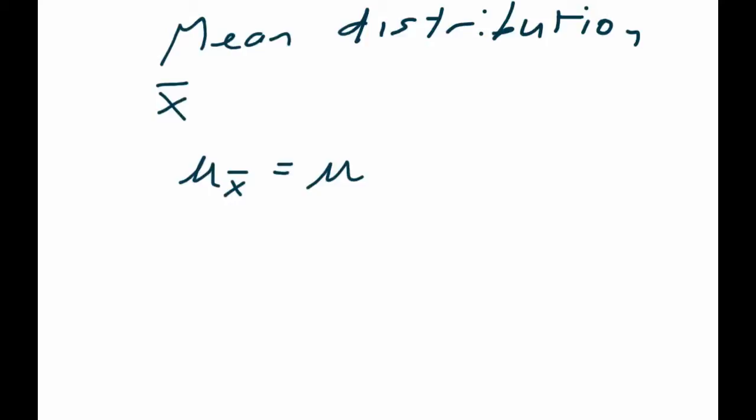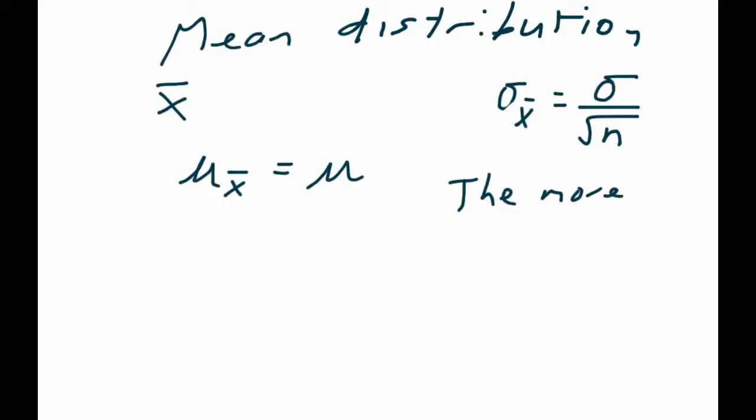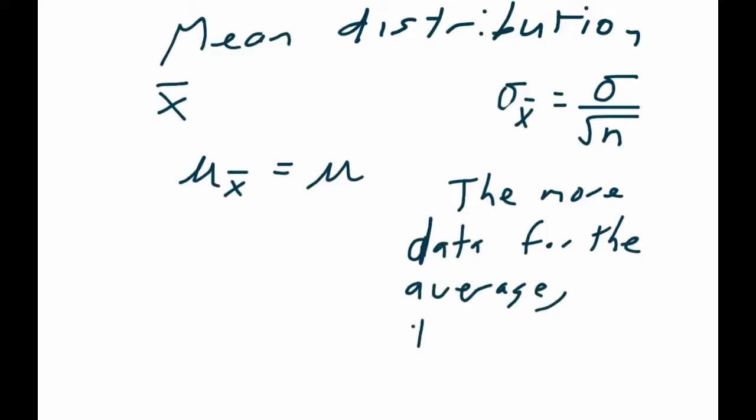However, when we take the standard deviation of x bar, what we're going to find out is that the standard deviation is going to be changing, and it's going to be the standard deviation divided by the square root of n. The reason being is because the more data for the average, the spread should get smaller.